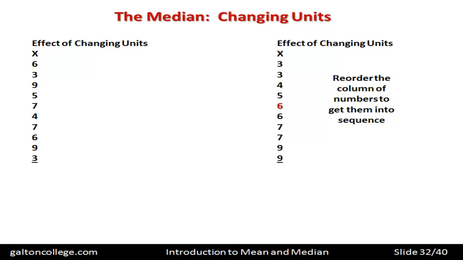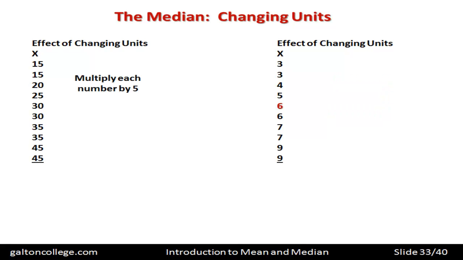Now we have 10 numbers here, so we have an even number. So we have just a slight little problem with working out the median here. Let's say we multiply each number by 5. So now we'd have 15, 3 times 5 is 15, 3 times 5 is 15, 4 times 5 is 20. So if you look at the right hand side, we take a 4, multiply it by 5, we get 20 on the left hand side.